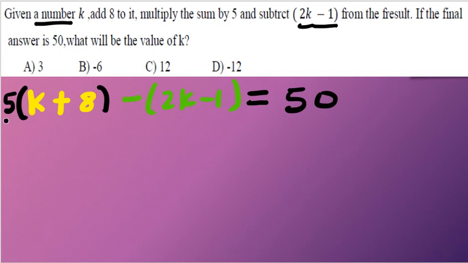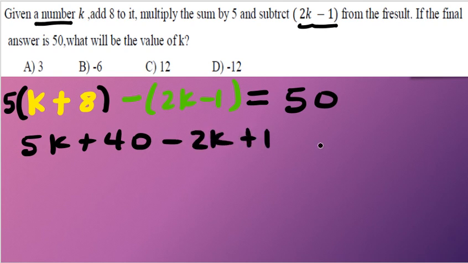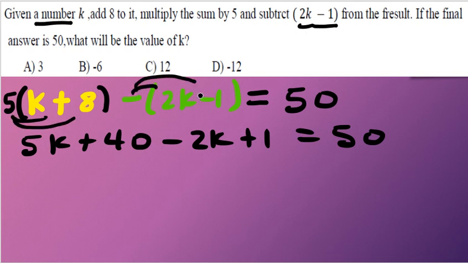Then multiply, remove the bracket. 5 times k will be 5k plus 40 minus 2k plus 1 is equal to 50. What did I do? 5 times k and 5 times 8. This 5 will multiply each of them, and next this negative will be distributed. Negative will be plus. Then I can add 5k and 2k. I mean I can take the difference. 5k minus 2k will be 3k, and 40 plus 1 will be 41 is equal to 50.